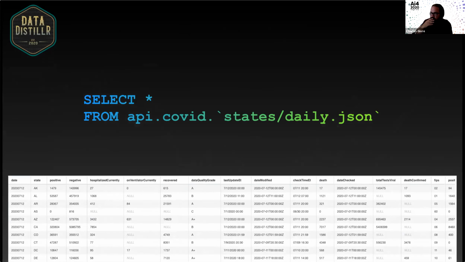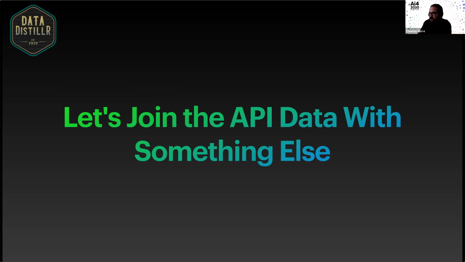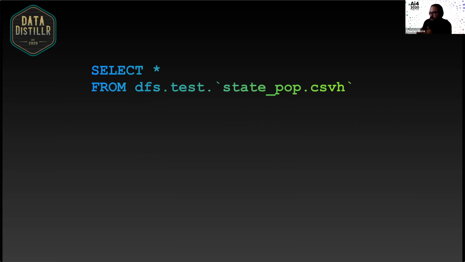Now, this particular API has a number of different data sets that are available to you, and that's why it has this states/daily.json. So you can get other data sets from this and you can put different arguments in that last bit in the query. Okay. So to demonstrate how to join this API data with something else, all you have to do is use a simple SQL join.